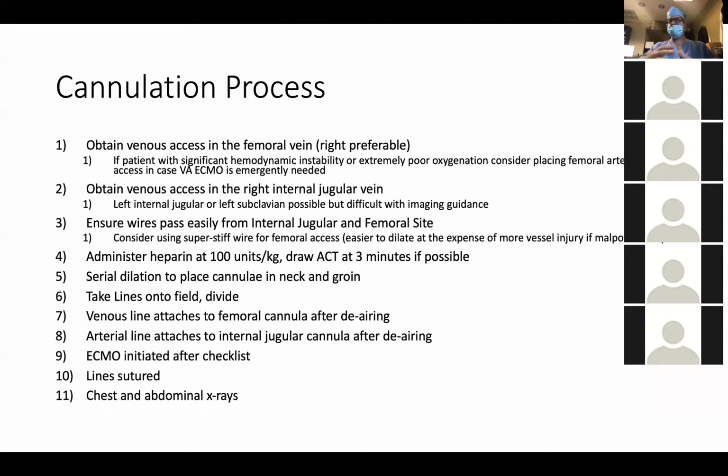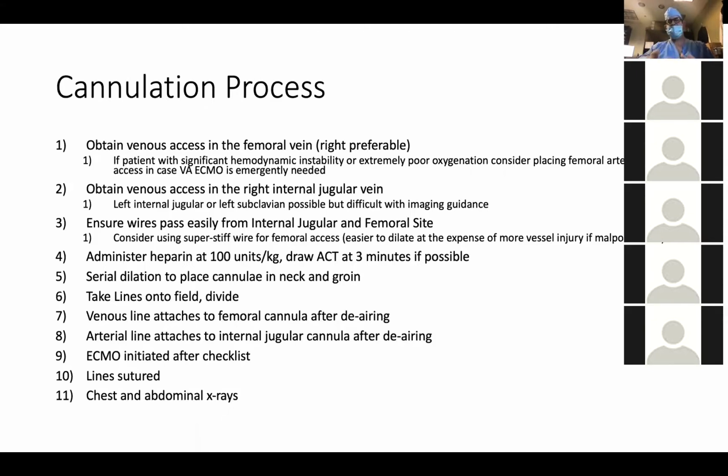And you can consider using a stiffer wire in the femoral site. I bring this up because you'll see people ask for a super stiff wire, which is a much stiffer wire than normal, allowing for easier dilation and passage of large cannulae. I will caution you, though, that this same stiff wire will easily perforate the vessel and can lead to a lot of complications, which we're, again, trying to avoid.